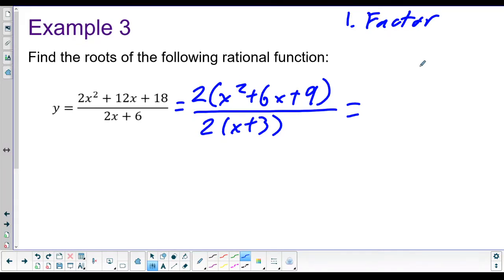So keep the 2, or actually right now, do you see how there's a 2 on the top and a 2 on the bottom? Because there's not an x there, these do not affect our roots or our restrictions. So it's totally legal for you to just cancel those 2's out and not worry about them anymore. Okay. So on the top here, this thing can be factored a little bit more with simple factoring. This is the same thing as x plus 3 times x plus 3.